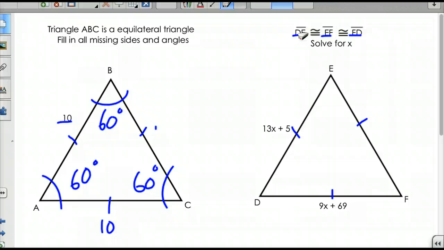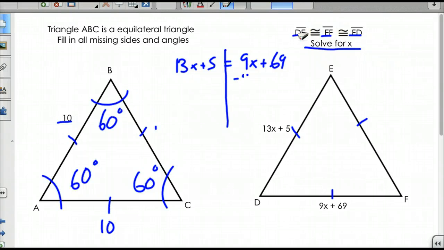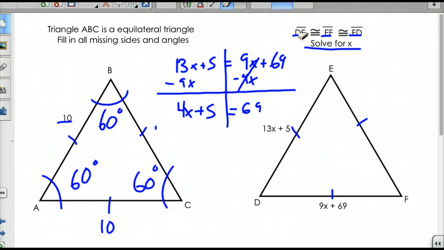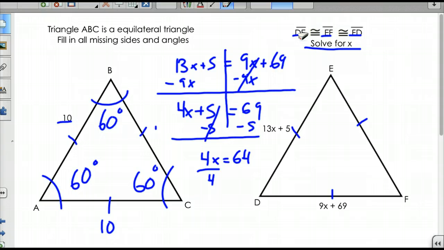Now, I want to solve for x. Since all the sides are congruent, I can set them equal to each other. So I know that 13x plus 5 is equal to 9x plus 69. I'm trying to find what value of x makes these the same. So, put a line down the middle. Let's subtract 9x from both sides. When we do that, we get 4x plus 5 equals 69. Subtract 5 from both sides. That cancels. We get 4x is equal to 64. Divide both sides by 4. We get x is equal to 16.